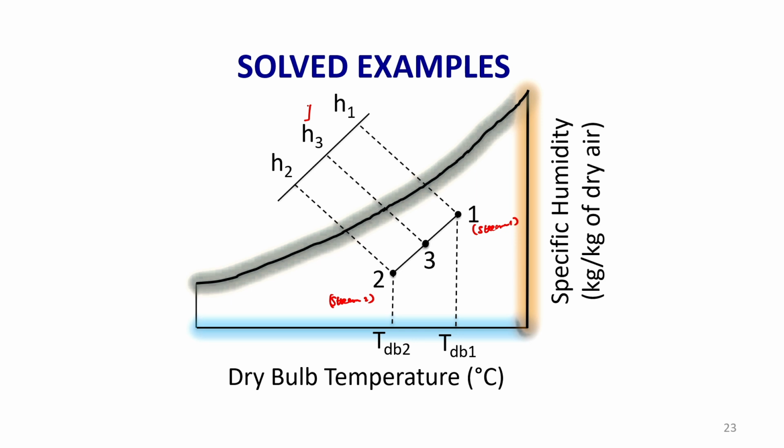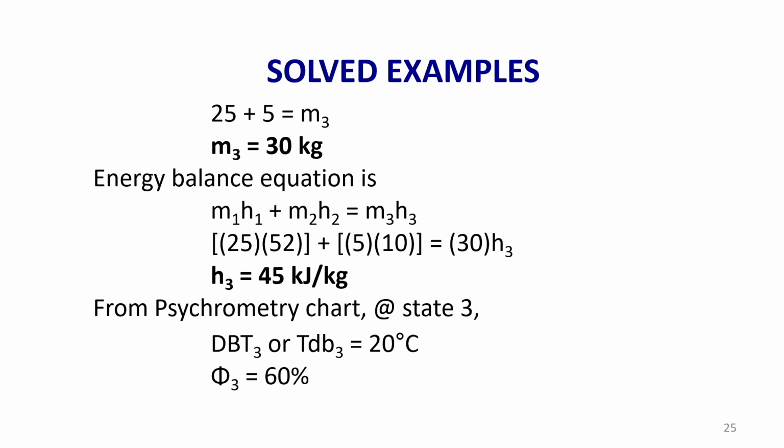Once you fix this one, draw a line parallel to the wet bulb temperature line that will intersect this process line 1 to 2. That intersection point is point 3. Read the value of dry bulb temperature and humidity at that point.